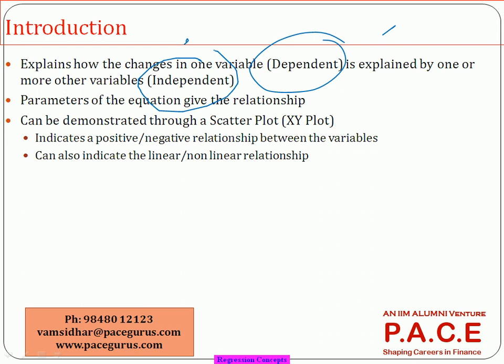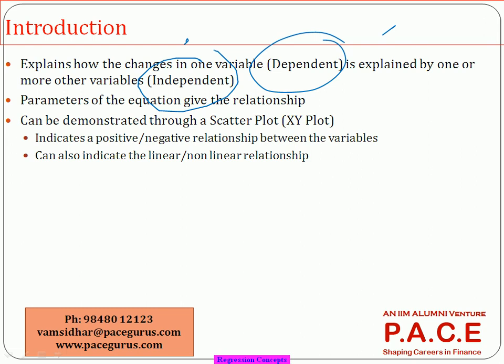If we do it with one variable, we call it simple regression. With multiple variables, we call it multiple regression. And the parameters are telling us the relationship between the variables. Now, how do I see the relationship between the variables? One way is to do a plot.